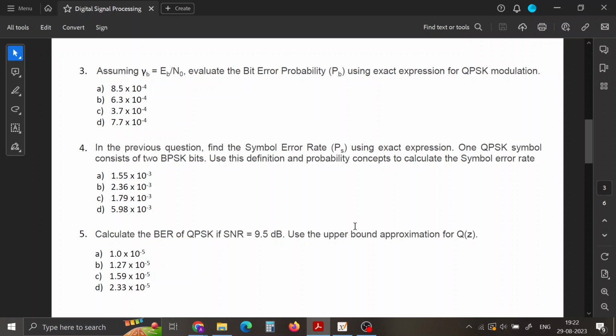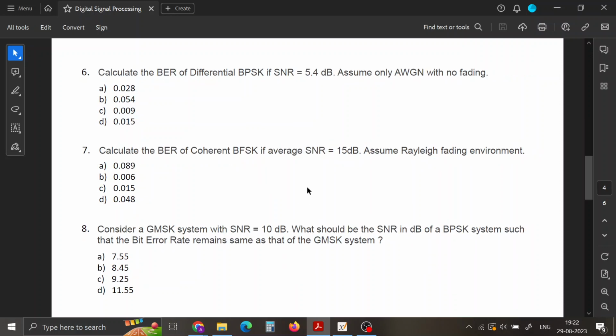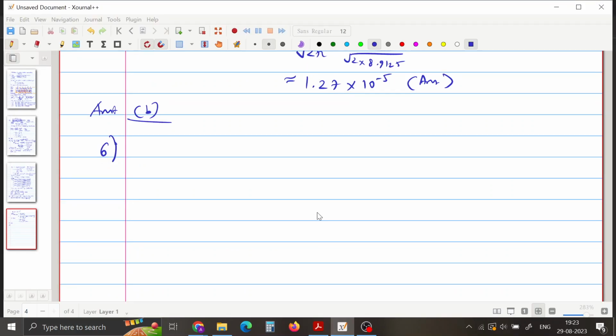Sixth question. Again a similar question for differential BPSK. What's the bit error rate if SNR is 5.4 dB? Again assume only AWGN with no fading. Differential BPSK, again all you have to remember is that table that was summarized by Professor David for different modulation schemes, what performance you have under different settings. So this is your bit error rate for differential BPSK in AWGN without any fading.